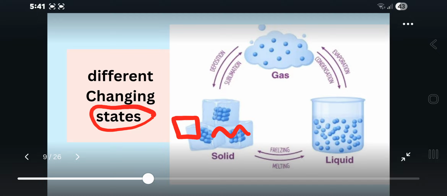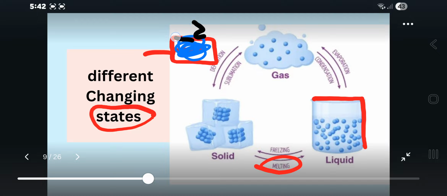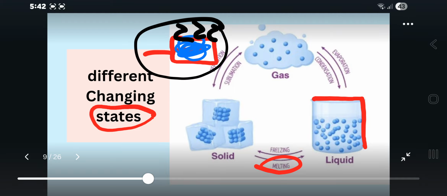When ice is at room temperature outside, yes, it will turn to liquid, and this process is called melting. And when a liquid forms a gas, for example, I have a pan over here and I heat some water in it, and then it evaporates. Evaporates means some gas comes out. So this is called evaporation.